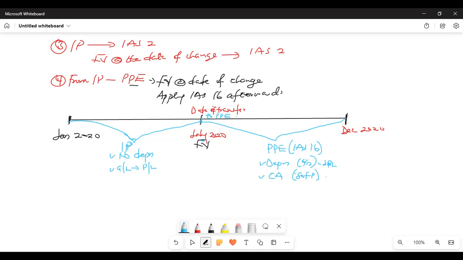Of course, what you need to disclose is the choice. Did you choose the cost model or the fair value model? And you need to disclose how you determined your fair value. So basically that is IAS 40.